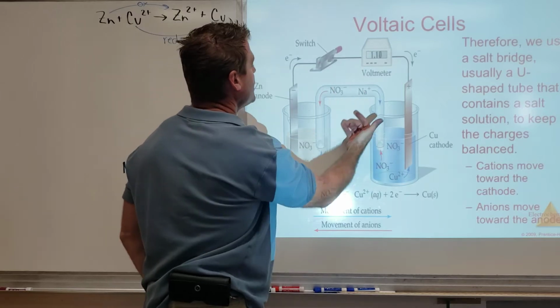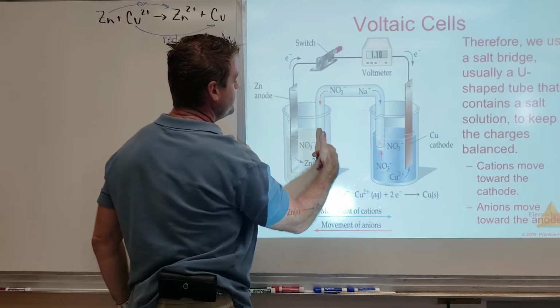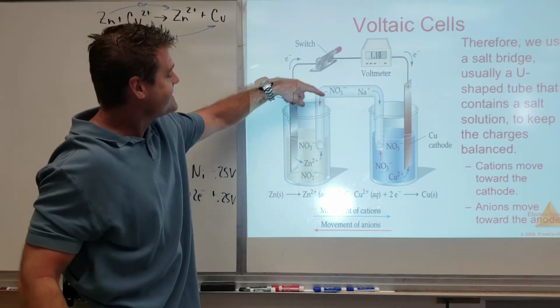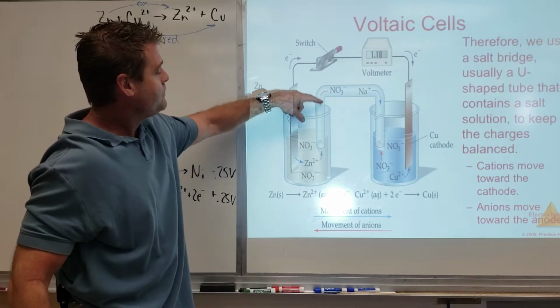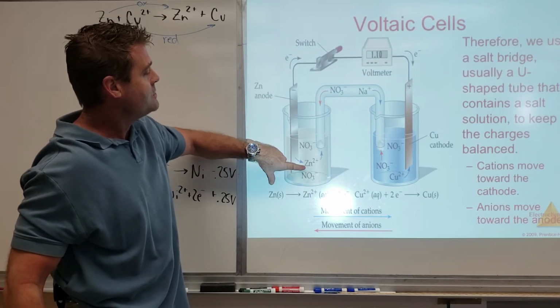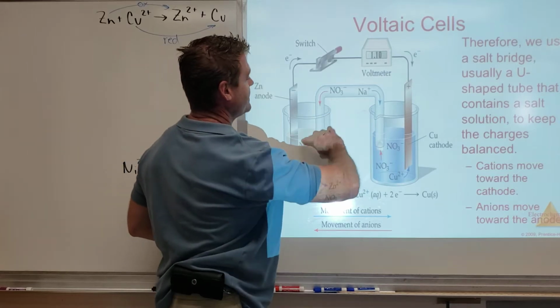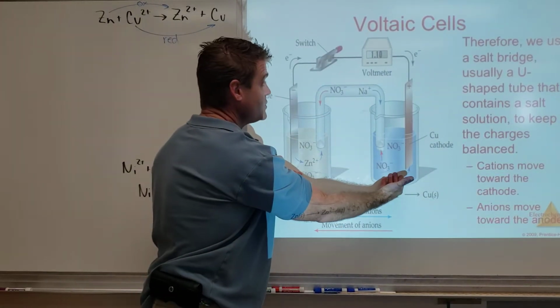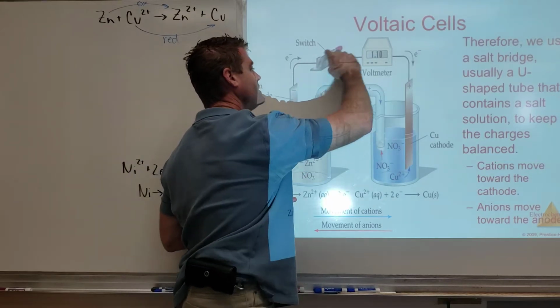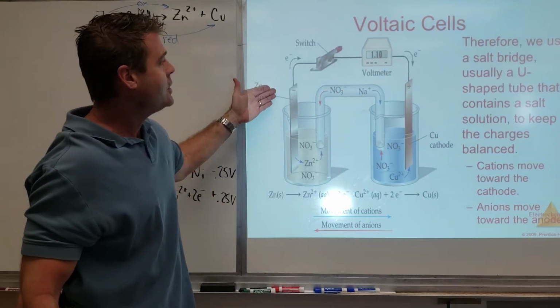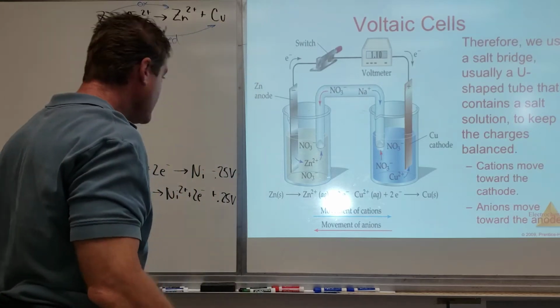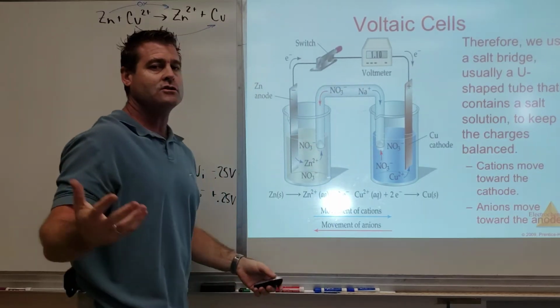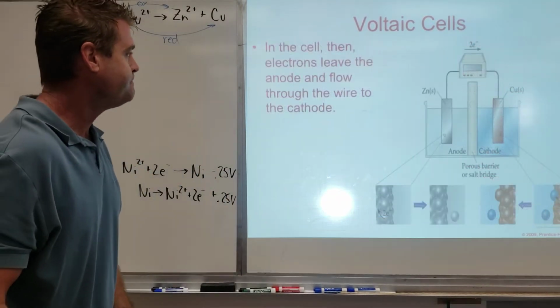So the salt bridge also allows negative ions from this solution to move here, which would stabilize the new production of the zinc 2+ ions. So basically you have positive and negative ions able to move back and forth via the salt bridge, keeping these solutions neutral, allowing for the electrons to continue to flow from the anode to the cathode. So once again, a salt bridge is essential to a properly functioning battery.